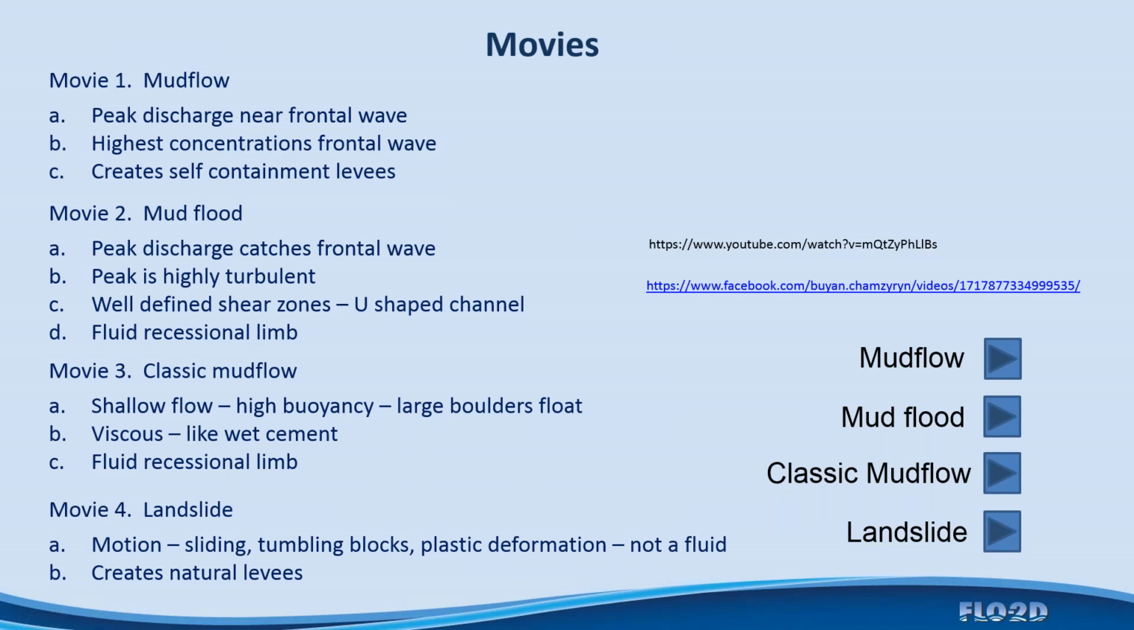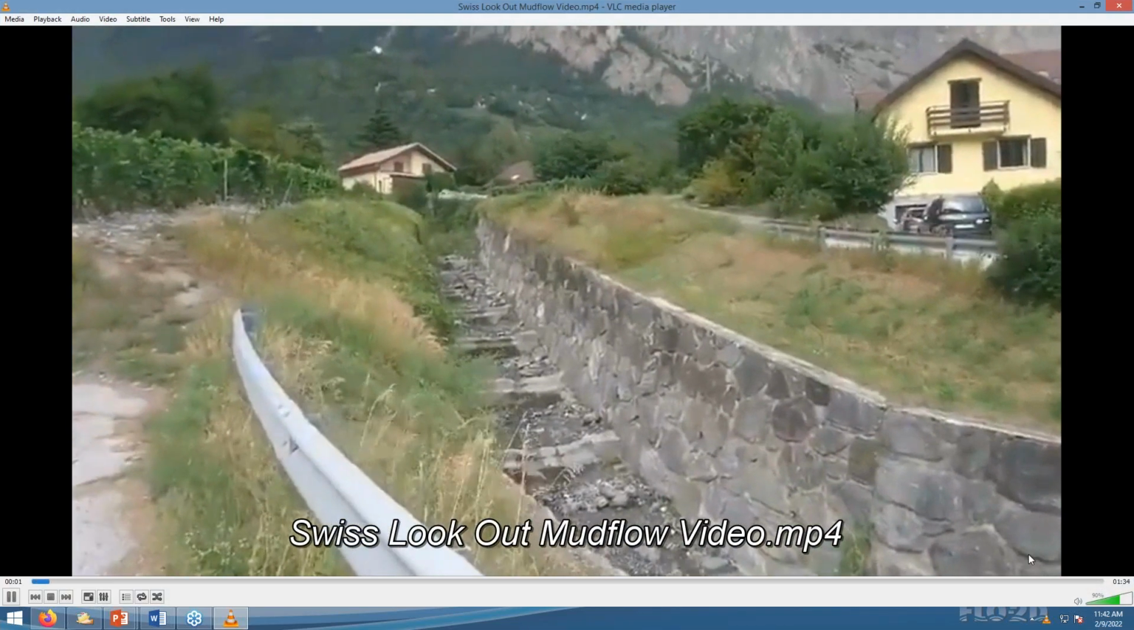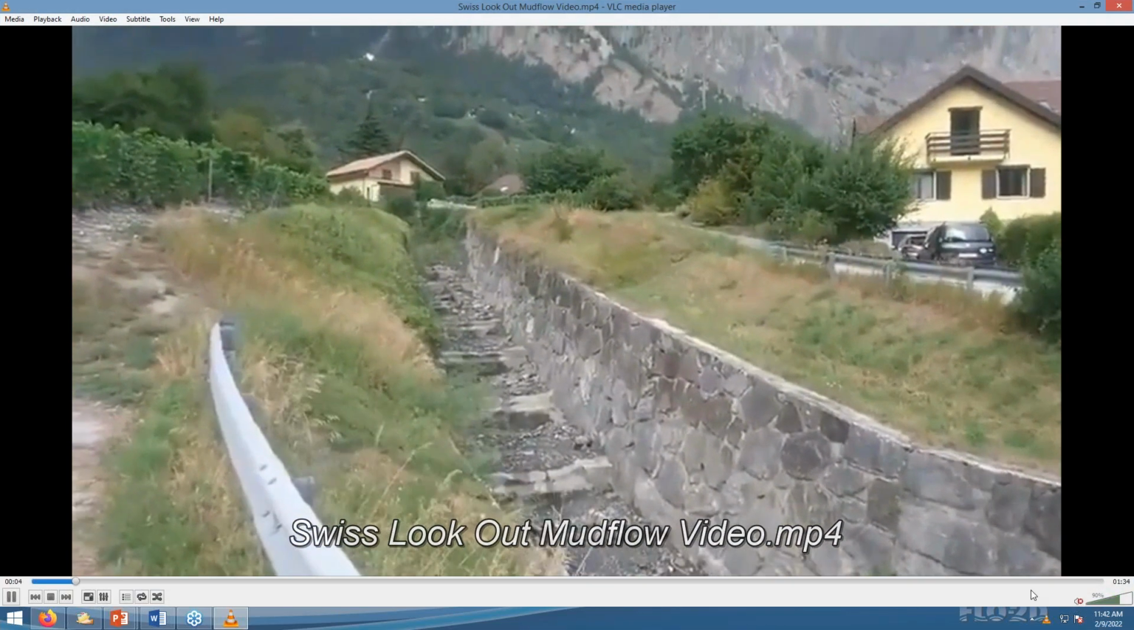The first one is what I would consider to be a fairly classic mud flow, where the peak discharge occurs near the frontal wave. The highest concentrations are in the frontal wave, and it creates self-containment levees, which are always a feature of a mud flow event. I'll turn off this sound. Bear with me, there we go.